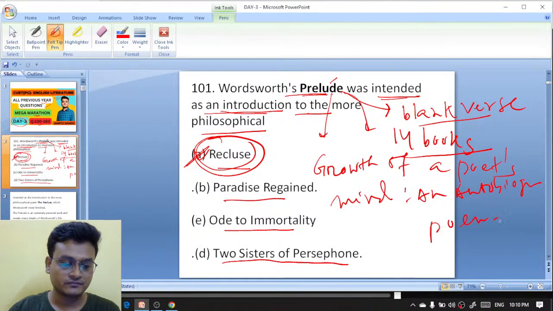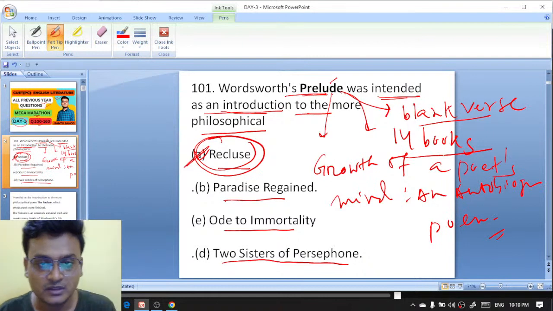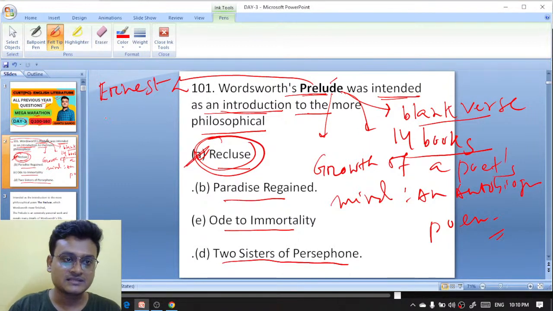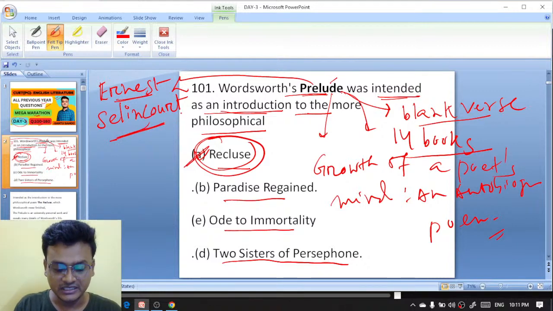And you know that Prelude was actually printed by Ernest Selincourt. After the death of Wordsworth, Ernest Selincourt printed this Prelude, and that's why it is a posthumous collection having 14 books.